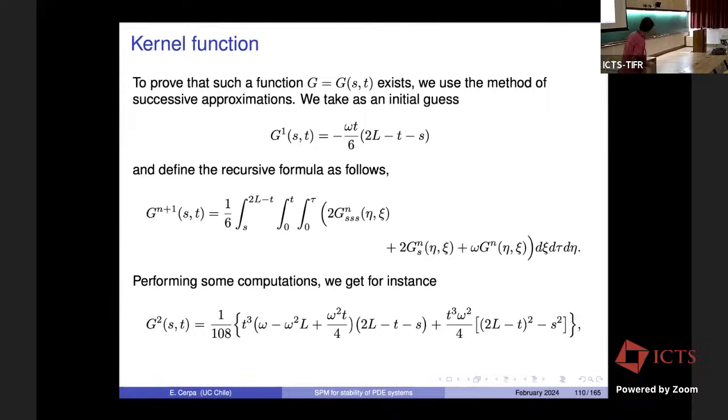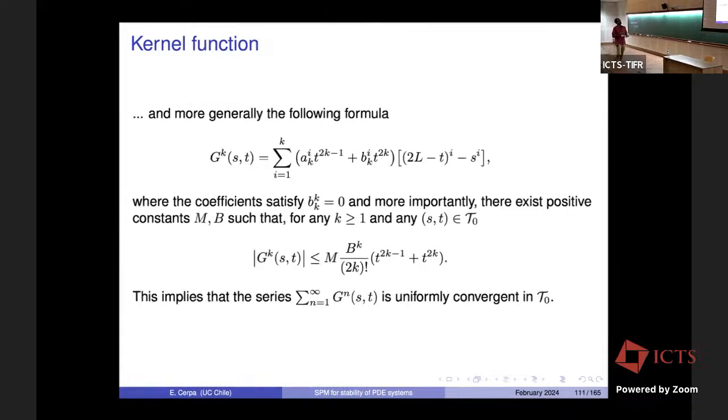At that time, I did some of them just in order to see what's going on. But the nice thing is that you can finally write a formula with good properties for the coefficients of this series. Here, the important thing is that you can bound this G_k.